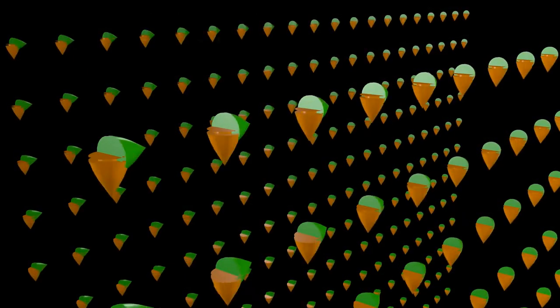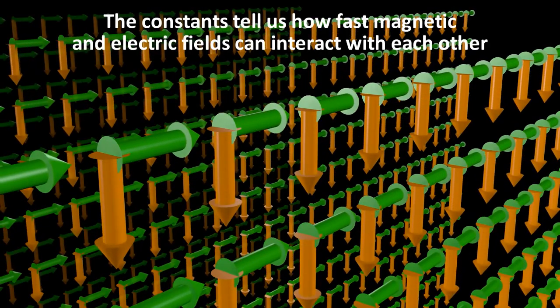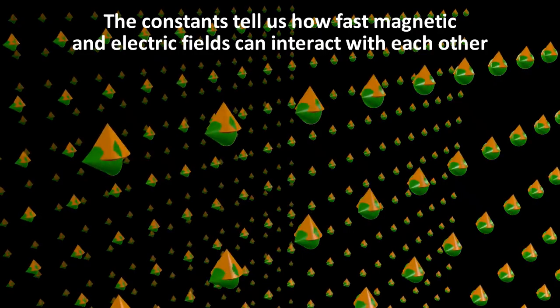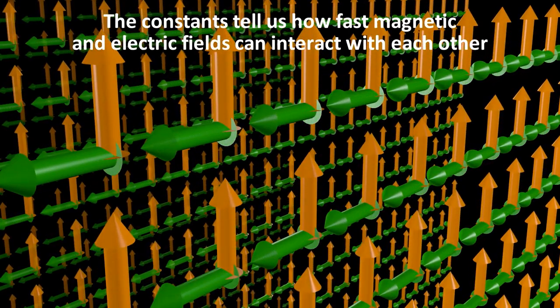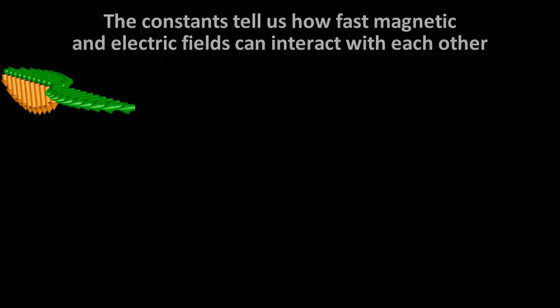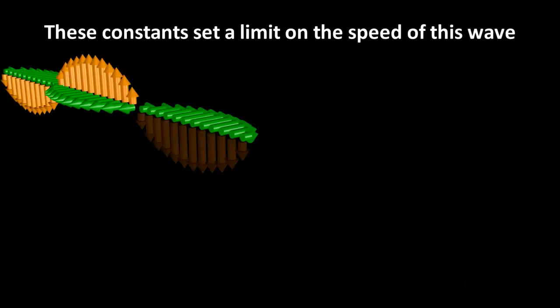These are properties of free space that tell us how fast magnetic fields and electrical fields can interact with each other. If there's a finite speed at which the electrical and magnetic fields can interact with each other, then it sets a limit on how fast these fields can propagate through space.